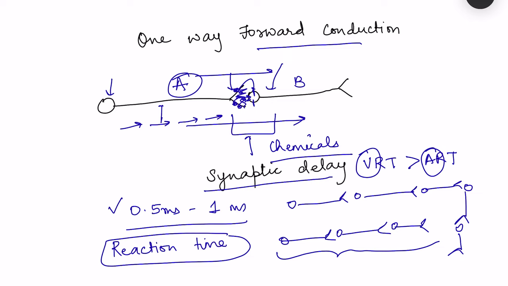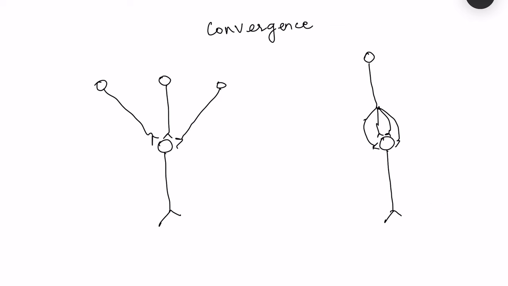Let's move on to the third property, that is the convergence of the neurons. Now, here is a simple diagram showing three presynaptic neurons converging on a single postsynaptic neuron. And actually, it's a very simplistic diagram. On a single neuron, there are approximately 1000 synapses. Okay, 1000 synapses per neuron are present. So many neurons are impinging on a single neuron.